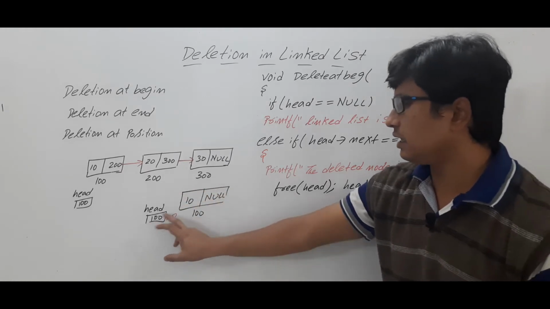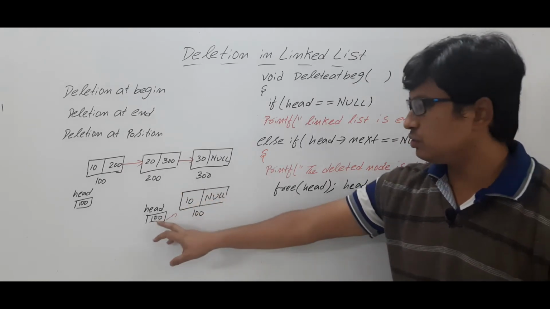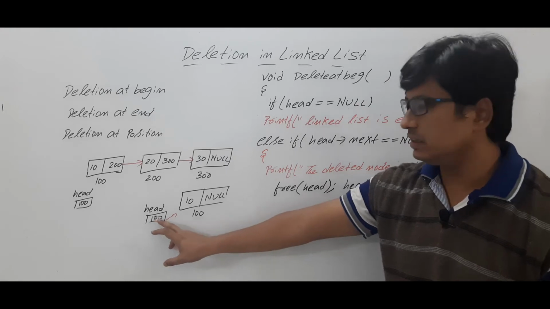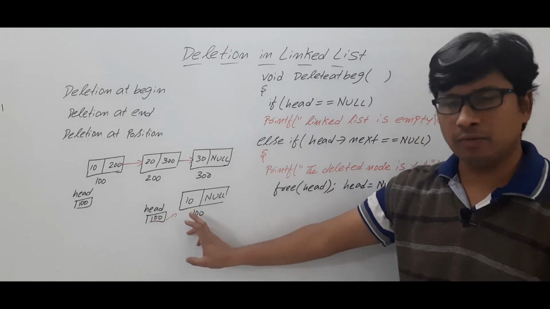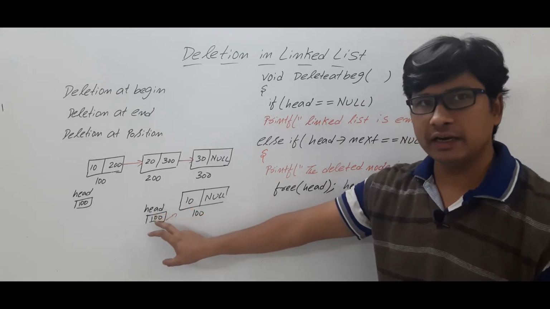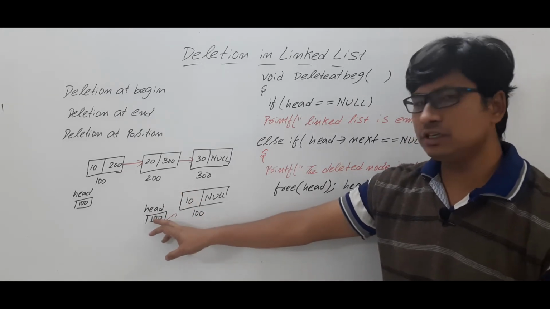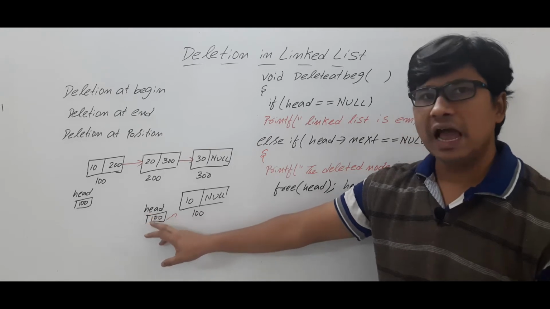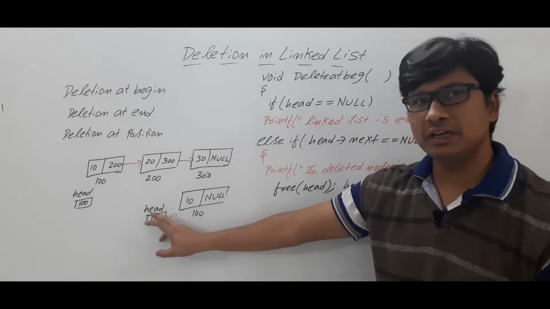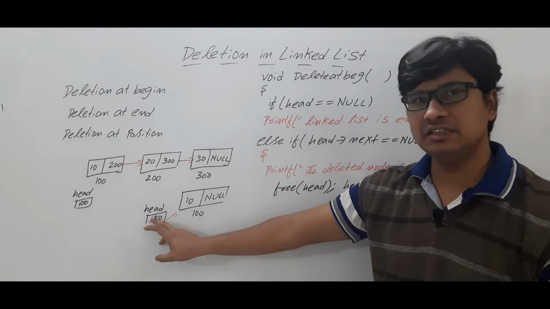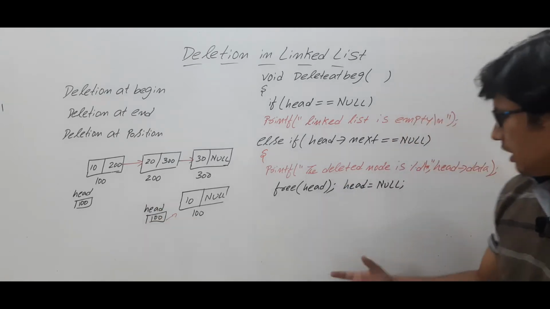In address location 100, no memory is there. So if you write 100 here, then it is a dangling pointer problem, because a pointer called head is pointing to a non-existing memory location. So it is your duty to make it a null pointer. How can you make a pointer a null pointer? If you assign the value null, then it will become a null pointer.